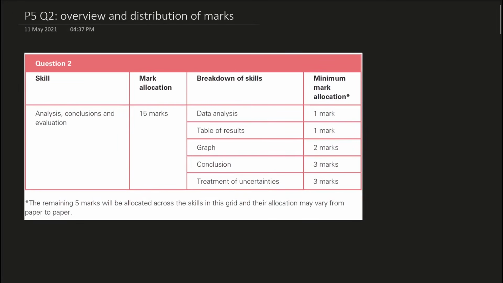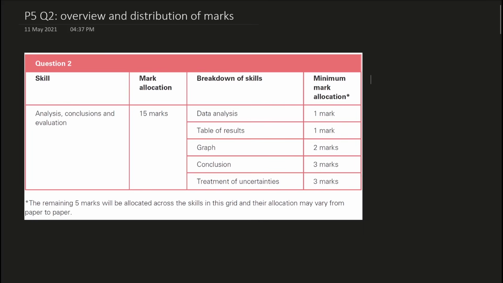Okay, so here we can see a breakdown of marks for question number 2, which is provided by Cambridge. By the way, this screenshot is taken from a file which Cambridge has made available on their website. So that's where I've taken the screenshot from. All this information is available for free on their website. Now you can see in the picture that the question number 2 consists of total 15 marks, but the marks are divided across 5 different skills. The minimum mark allocation for each skill is given on the rightmost column.